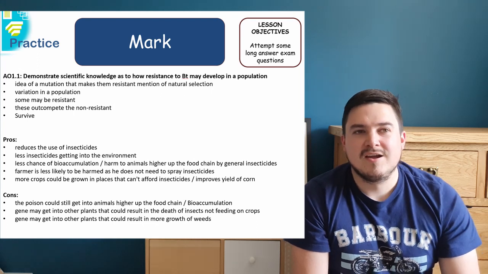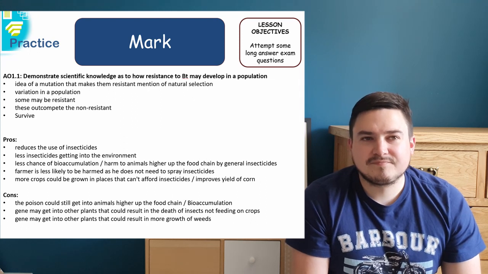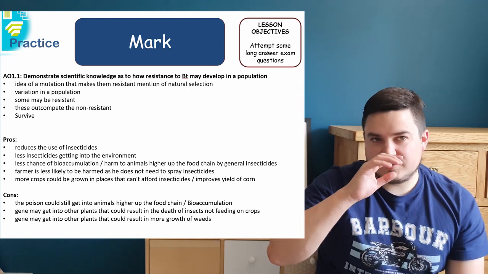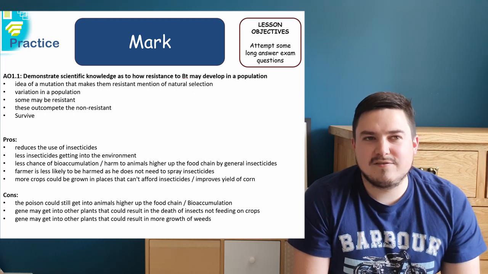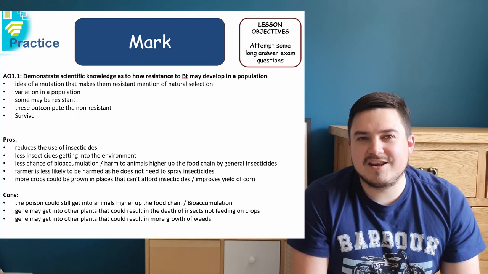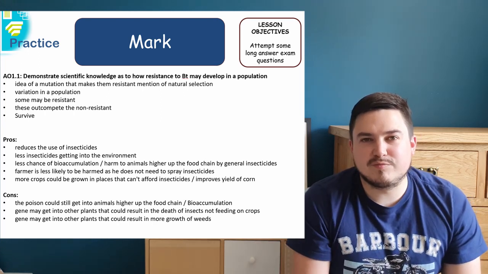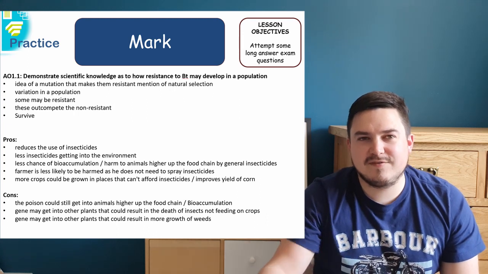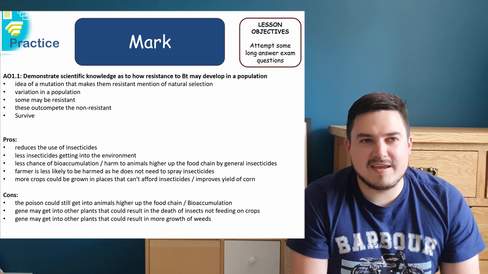The problems with this is that poison could still get into the animals higher up the food chain, because there is still going to be some insecticide left over. The gene may get into other plants and can result in the death of insects not feeding on these specific crops. Sometimes it can be passed on or spread further by animals moving the seeds further away, and then other animals end up eating the plants, and we have big issues with that.